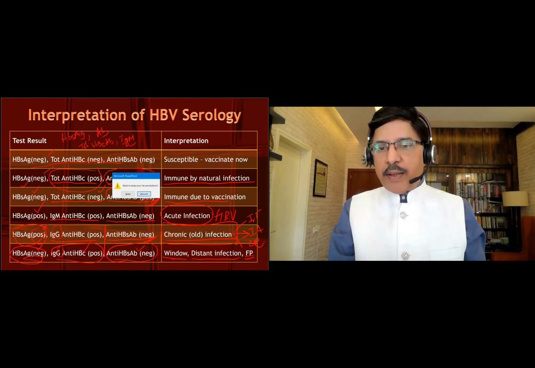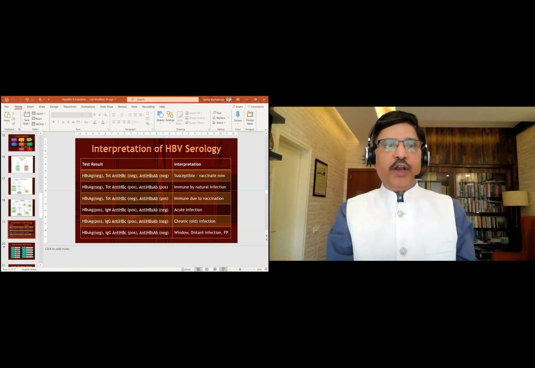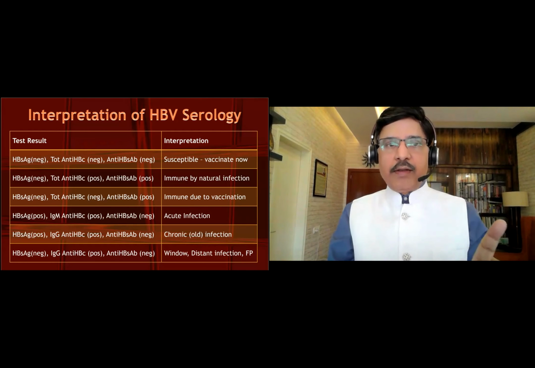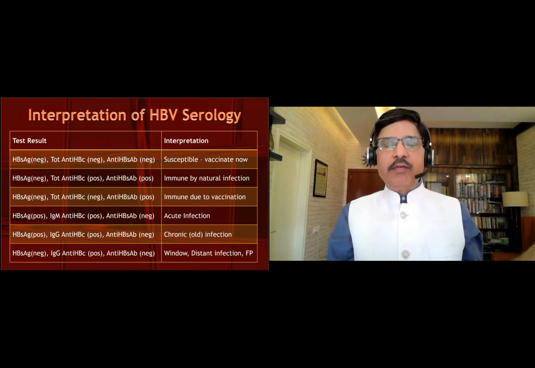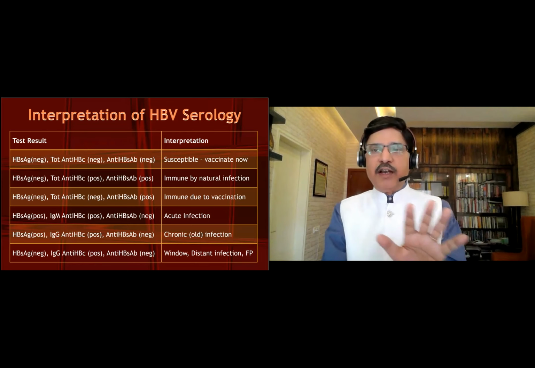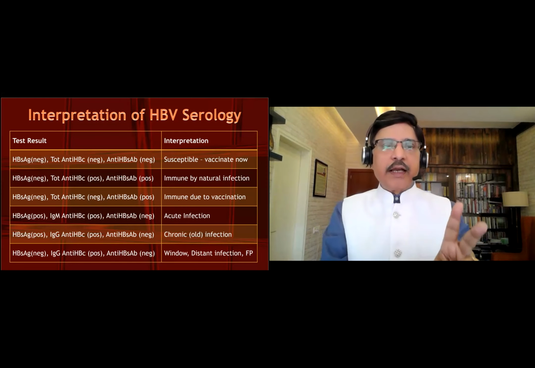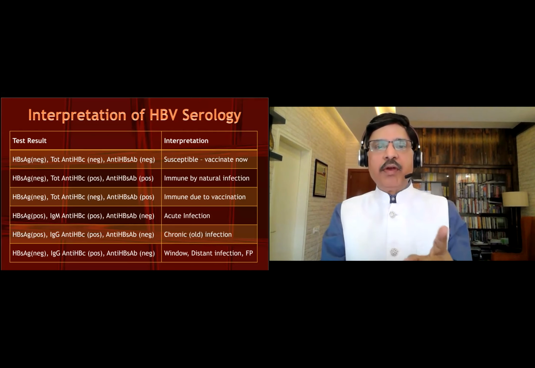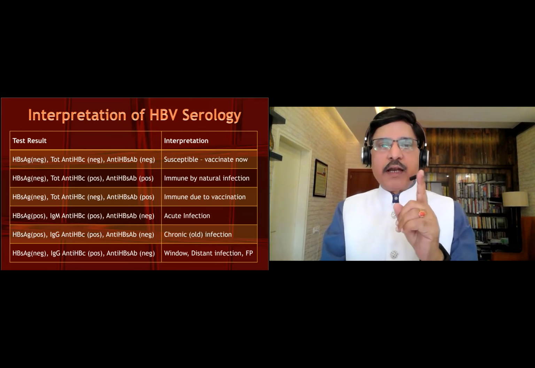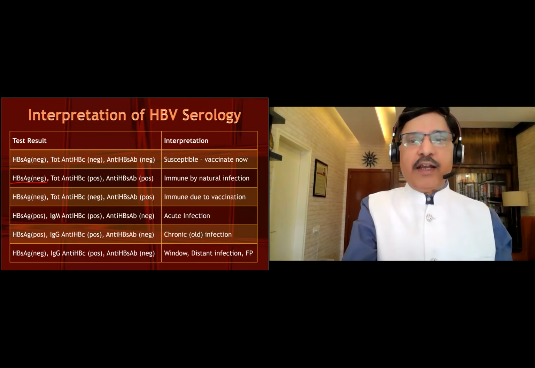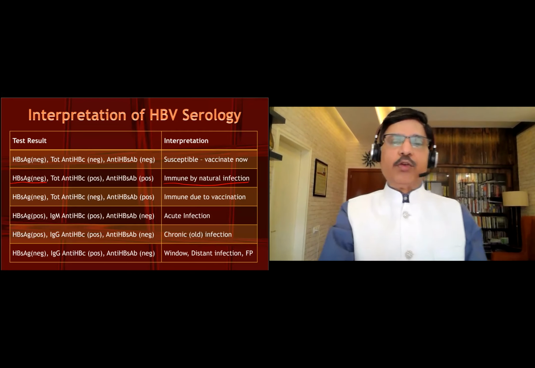Let me slide back so that all the lines are visible. Now, the first line tells us a person who is HBs antigen negative, total antibody is also negative, and no surface antibody positive, means he is a susceptible person ready for vaccination. The second person, HBs antigen negative, total HBc antibody, that is the core antibody, is positive, and the HBs antibody also is positive. That means he had the disease and dropped the antigen and is still immune by natural infection.